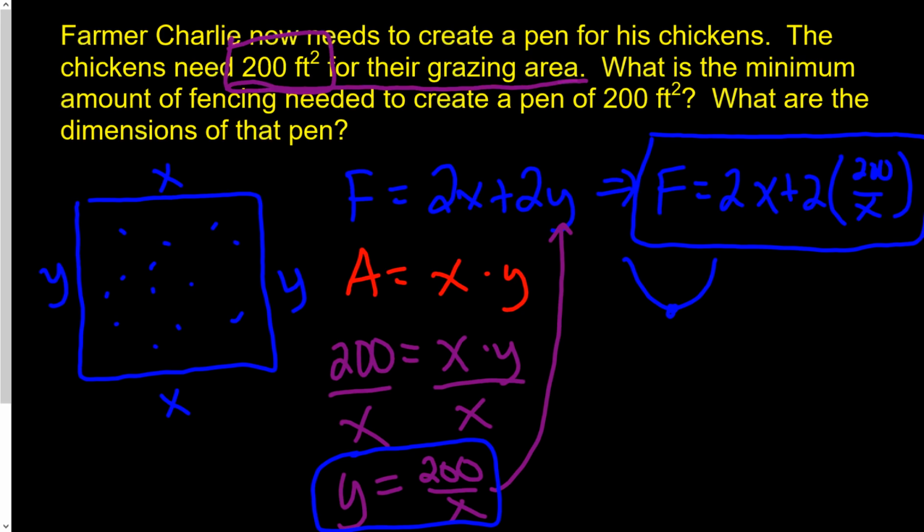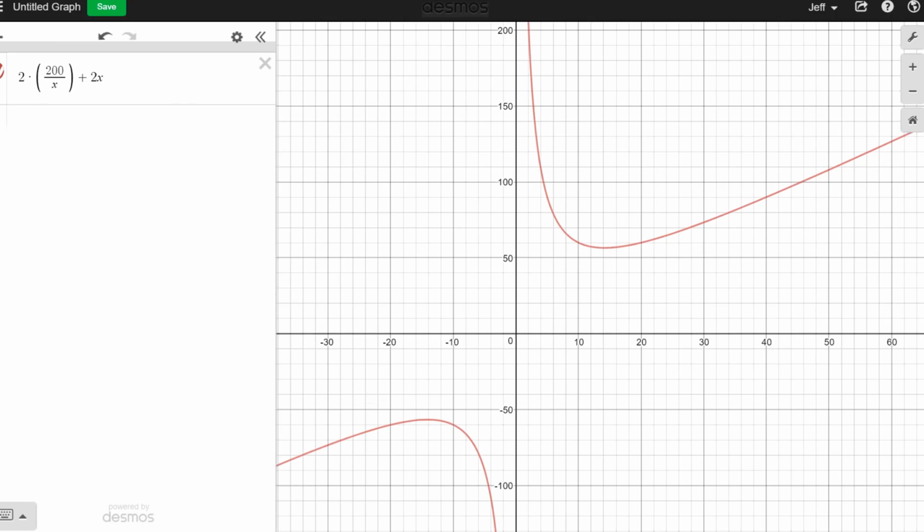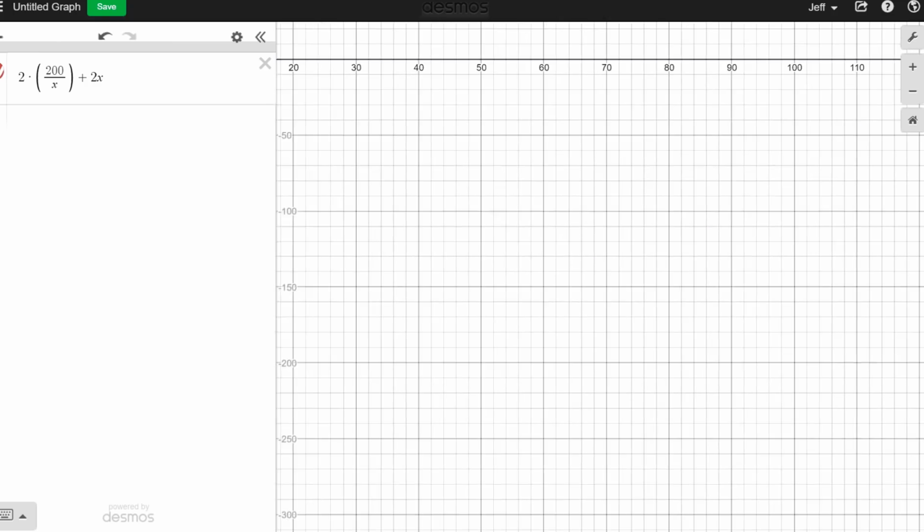All right, let's do that. Let's head over to Desmos. I already have it typed in, just like a cooking show. I have the final product ready for us here. This time I did type it in correctly. It's 2 times 200 over x plus 2x. And of course I messed that up already.